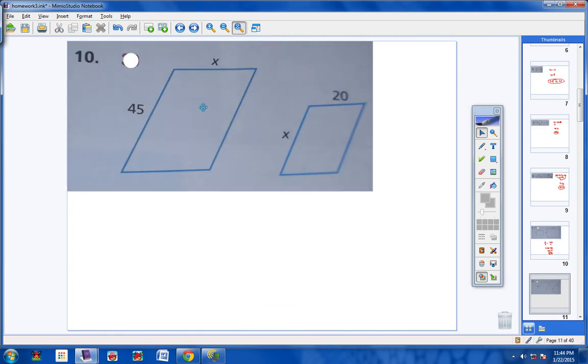Alright, moving on to number 10. Same thing again. The two figures are similar. 45 corresponds with x, as x corresponds with 20. x times x is x squared. 20 times 45 would be 900.